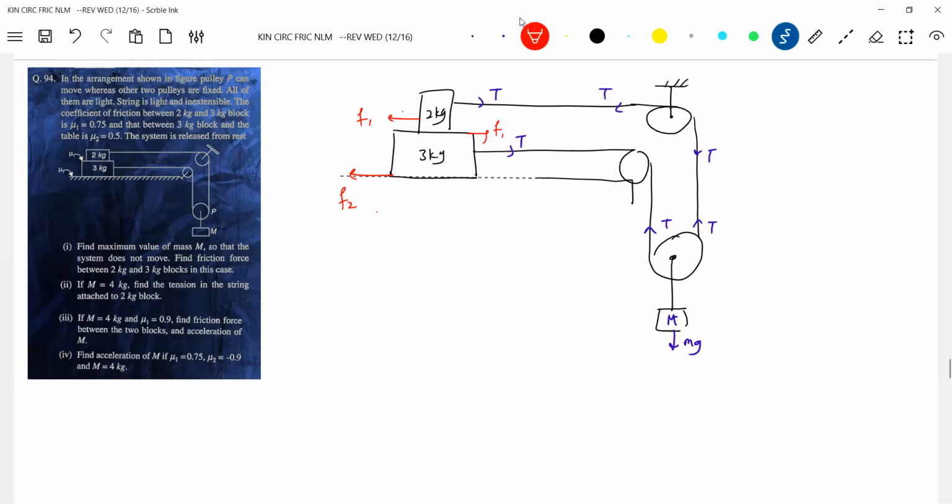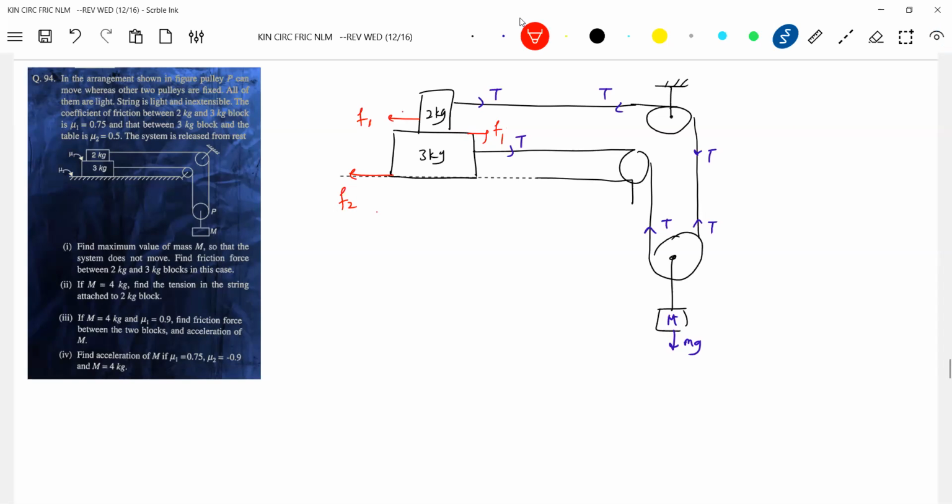We'll do one thing, we'll write first F1, F2 like this. Is it okay, getting the direction of frictions? So treat this 2 kg as one block. So what is the role of this friction? It will become internal, no? So for the maximum value of M for equilibrium, what happens here? The limiting friction will come. When M becomes maximum, this will become F2.